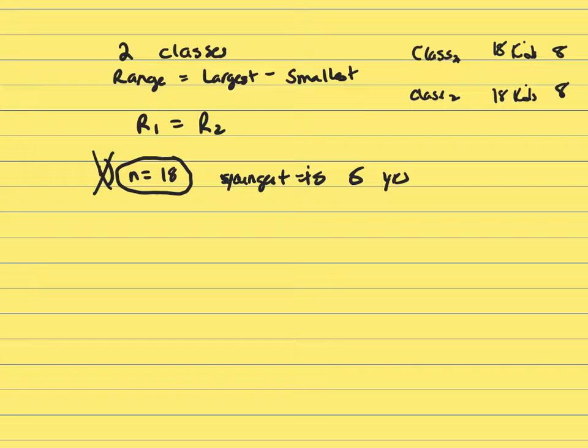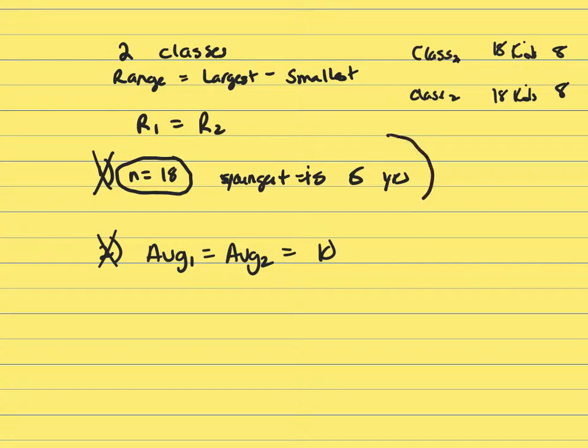But let's look at clue 2. In each class, the average age of the children is 10 years old. So the average in the first class equals the average in the second class, and that average is 10. But does that tell me anything about the oldest child or the youngest child in each class? No, it doesn't. So that doesn't work.